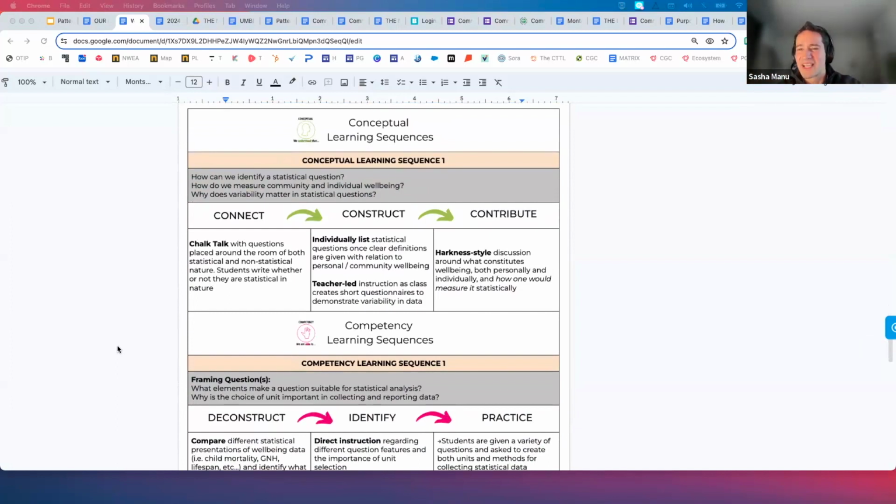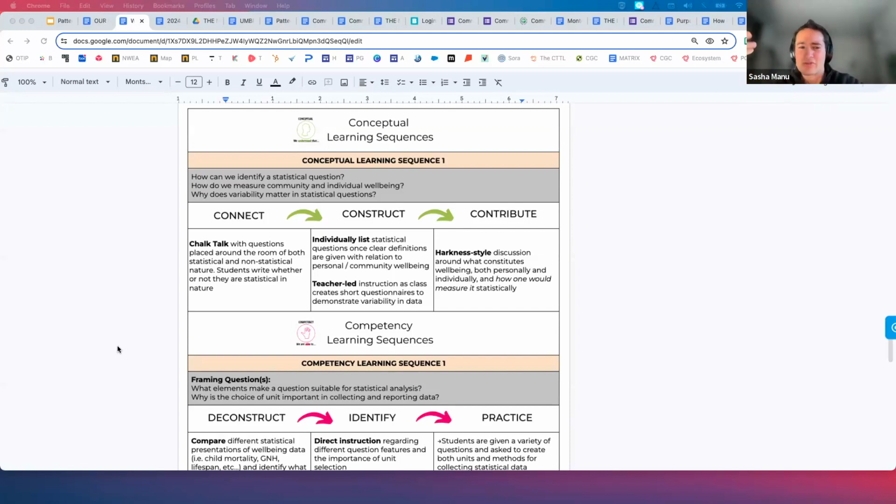And so it would start with a connection to prior knowledge. So we post a bunch of questions around the room, and doing a chalk talk exercise, students would say whether or not they think this is statistical. You know, how old am I? Is that a statistical question? How old are the students in my class? Is that a statistical question? Right? So connect to what they already understand.